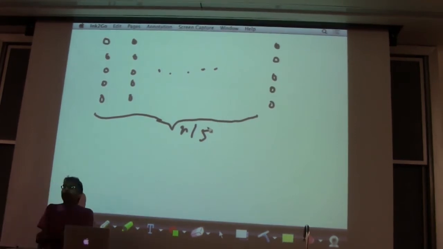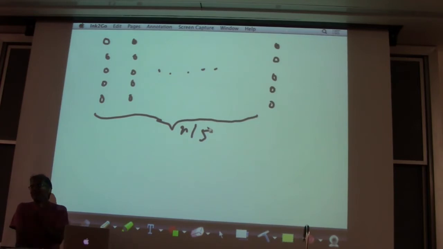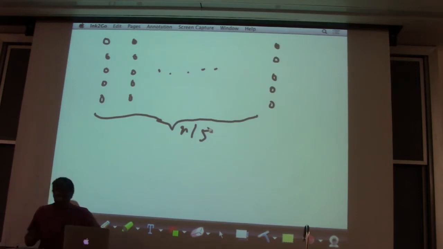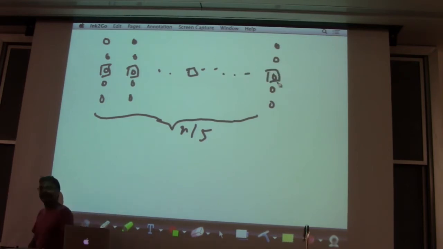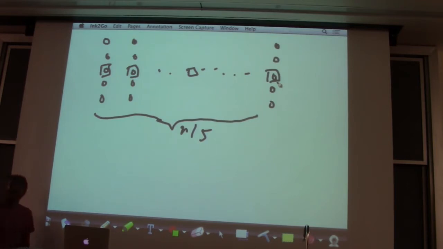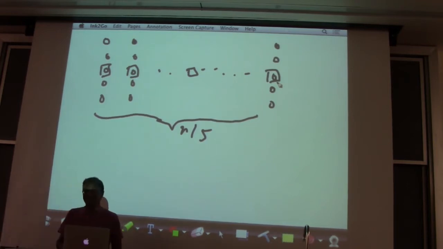I am going to find the median of each group of 5. That's why I picked 5. I want an odd number. So I'm going to pick the median of each group of 5, but I can do this in constant time, right? It's only 5 elements. So I mark off the first median, which is somewhere here. The second median will be here, and so on and so forth. How many medians of this kind do I have? I have n over 5, one for each group of 5. The next thing I'm going to do is take the median of these medians.